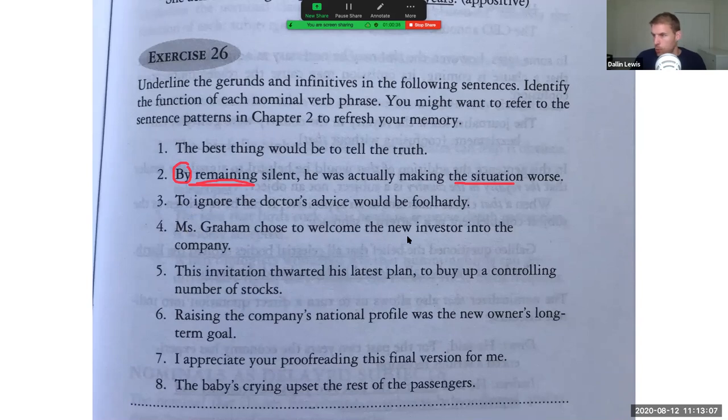"Ms. Graham chose to welcome the new investor into the company." This too might be a signal that we have an infinitive. And in fact, it is, because it's followed immediately with the infinitive form. So what did Ms. Graham choose? She chose to welcome the new investor into the company. So that is our direct object. That's the position.